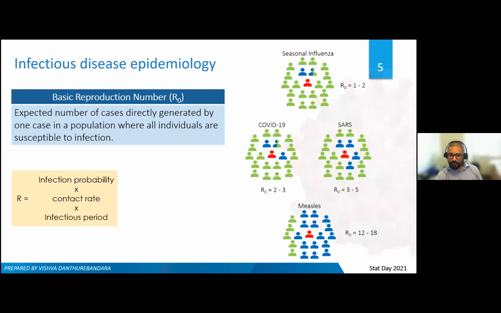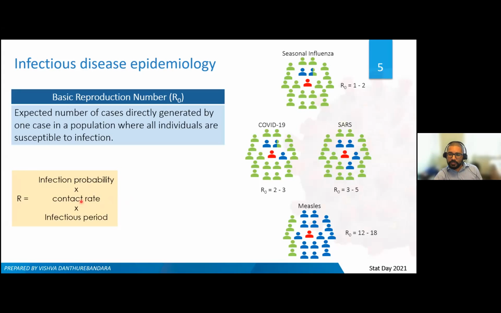The reproduction number, and this is one of the simplest formulations, can be calculated from these 3 variables. Infection probability is the chance that you catch the virus from another infected person if you have a close contact with him. Contact rate is the average number of close contacts you have in a given day. And infectious period is the duration of infectiousness, as we spoke about earlier.